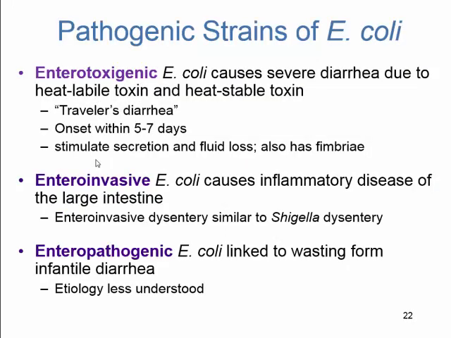The pathogenic strains of E. coli: so enterotoxigenic, this is the culprit of our traveler's diarrhea, and it's because of a heat labile toxin that this bacteria produces. It can take place within 5 to 7 days, so it's not an immediate action, but some cases, depending on the infectious dose, could happen sooner.